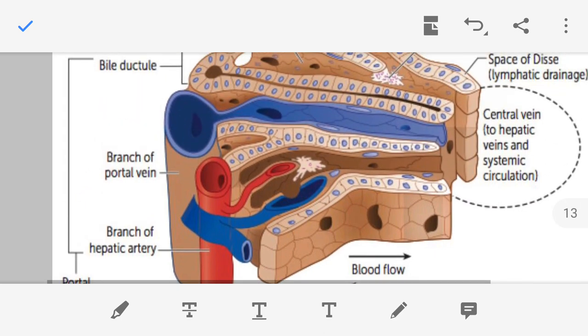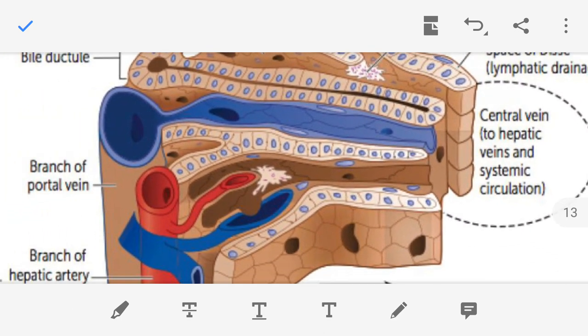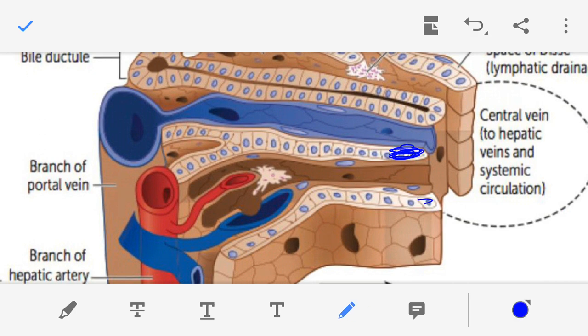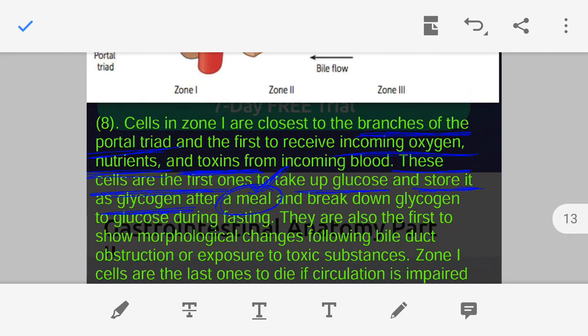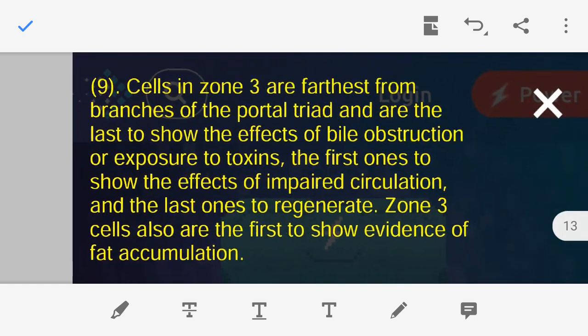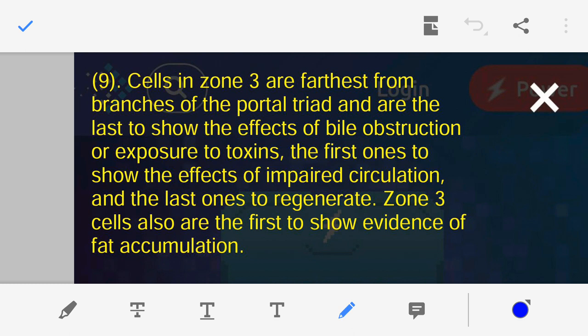So where are zone 3 hepatocytes? Zone 3 hepatocytes, as you can see, are close to the central vein and very far away from the portal triad. So what happens to them? What happened to zone 3 cells? Zone 3 cells are the farthest from the branches of the portal triad and are the last to show the effect of bile obstruction or exposure to toxin because they are far away.